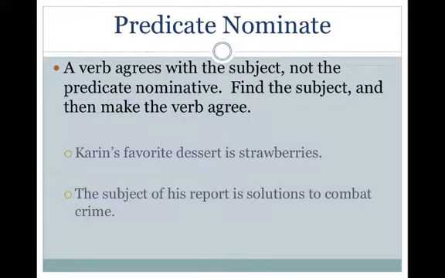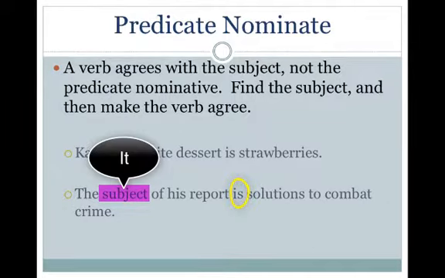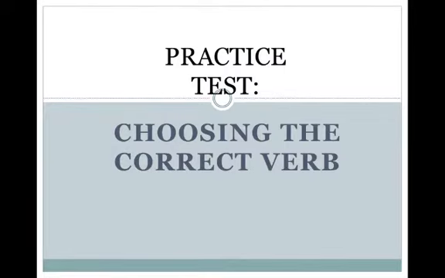Or the subject of his report is solutions to combat crime. In this sentence, the subject is subject, and it's singular, so the verb is. We would say it is solutions. Don't get confused by the predicate nominative solutions being plural. That doesn't matter. So let's take a practice test. We're going to choose the correct verb. We're going to underline the subject of each sentence and then choose the correct verb in parentheses.